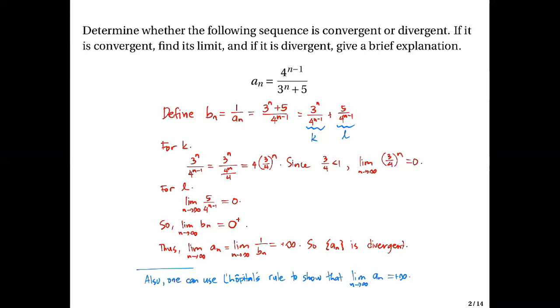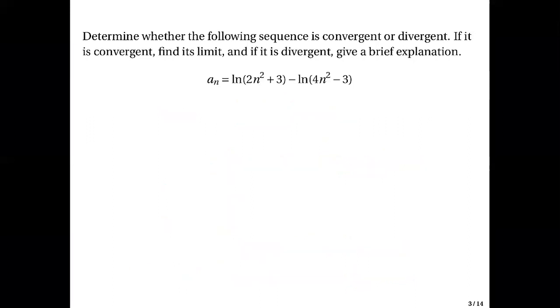For second problem, our sequence is ln of 2n squared plus 3 minus ln of 4n squared minus 3. So for this one, let us just rewrite an as a single logarithm. So this is just the logarithm of 2n squared plus 3 divided by 4n squared minus 3. And now we can find the limit.